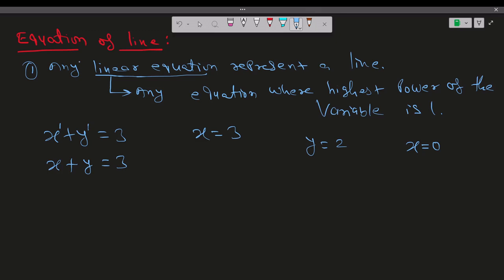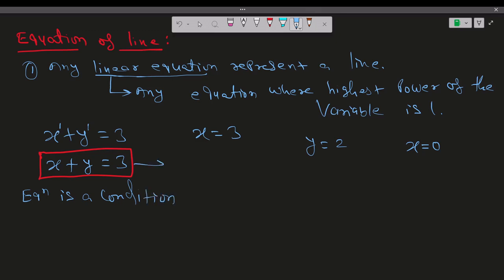How to represent this and how to draw x plus y equals 3? What does it mean? Here we have to understand about equation. Any equation means what? Every equation is just a condition. And what is a condition?